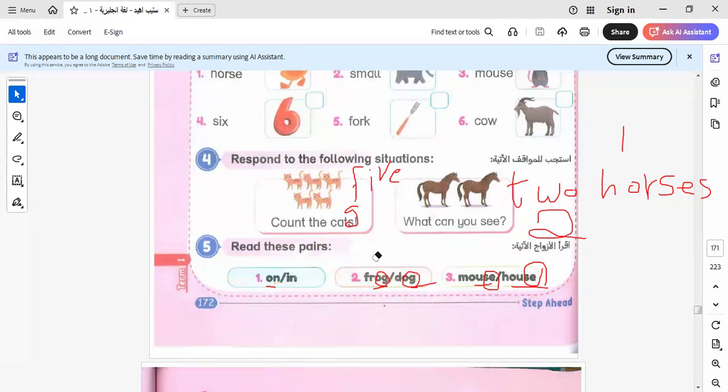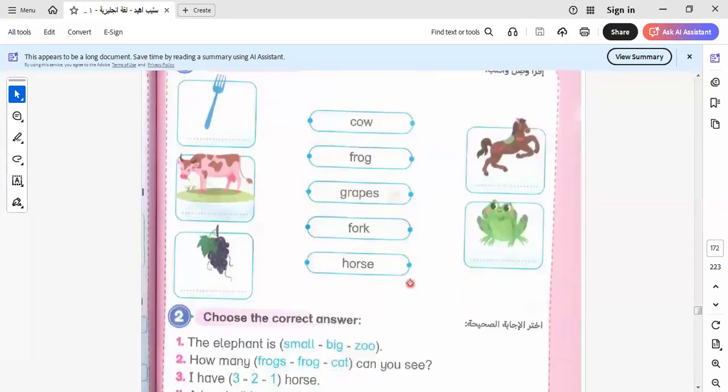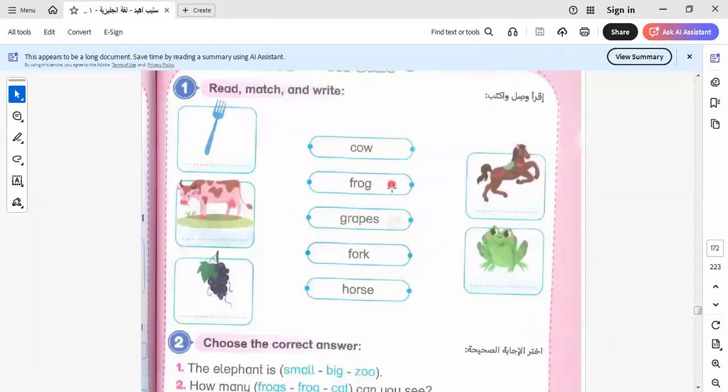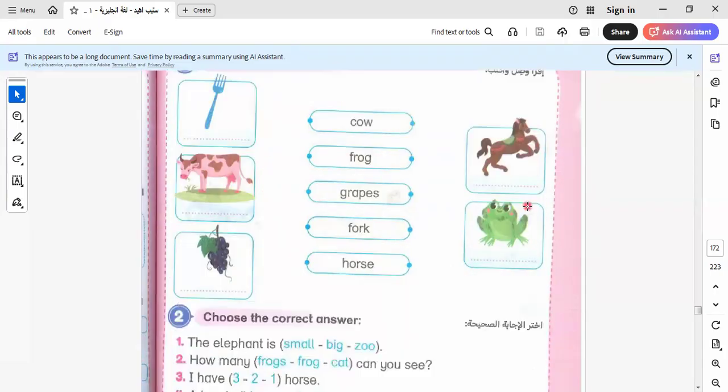Let's continue the rest of the exercise here. Let's do this exercise. Here is a matching. Cow, which one is cow here? This one by this one. Frog, this one by this one. Grapes, this one by this one. Frog, this one by this one. Horse, this one by this one.